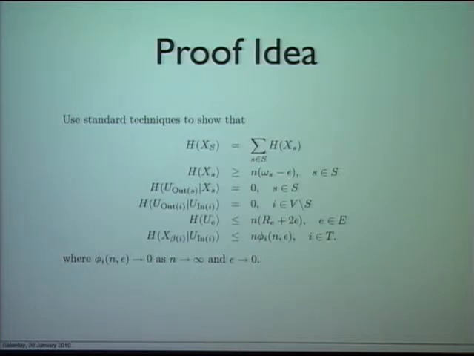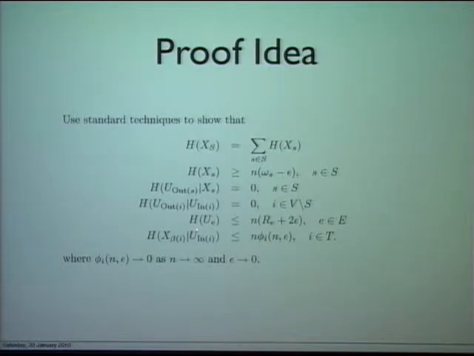Okay, given a code, we can show that this is true, and these two are true by construction because of the existence of the code. And then, as usual, we have the entropy of UE is less than or equal to n times RE plus some small quantity. This is the random variable representing the codeword that you send on the channel.